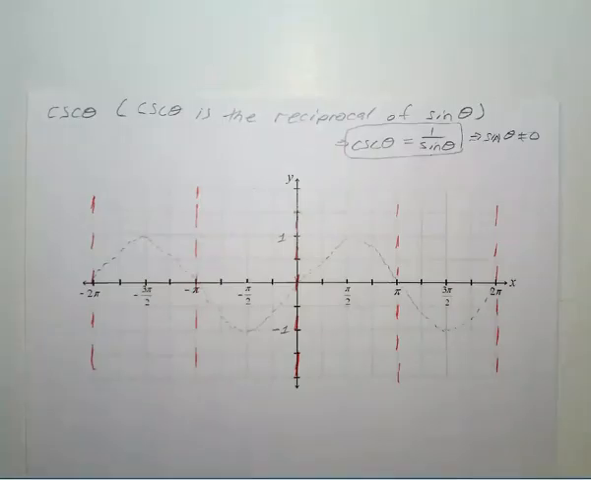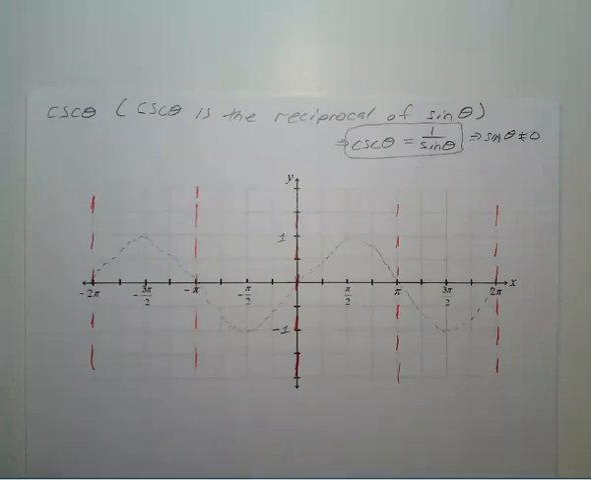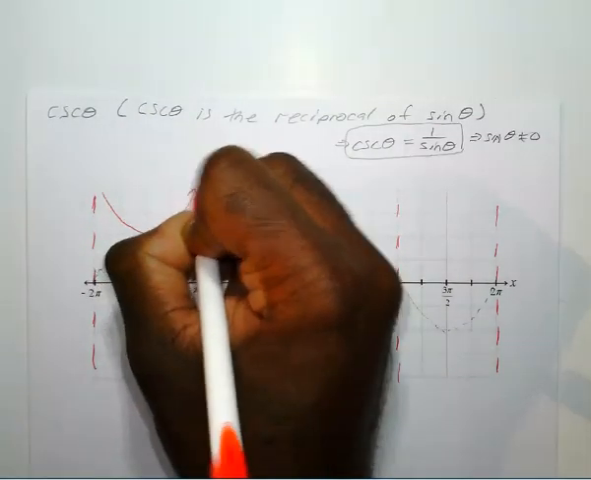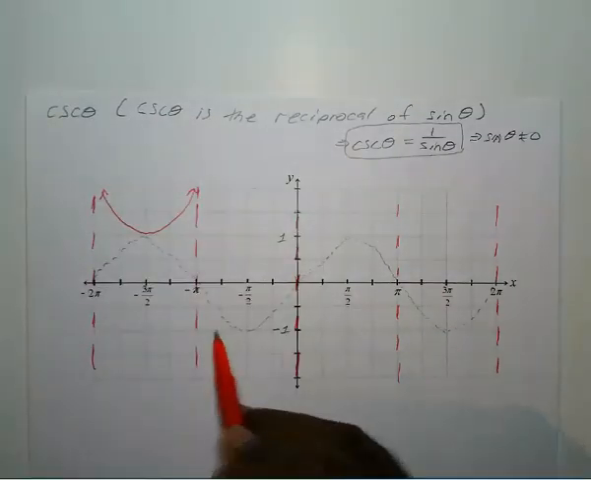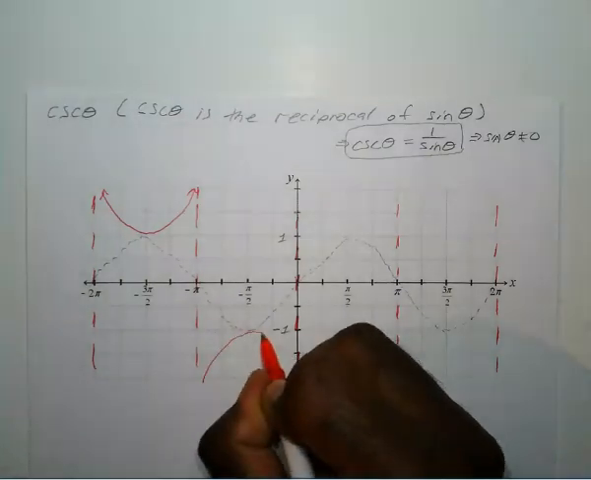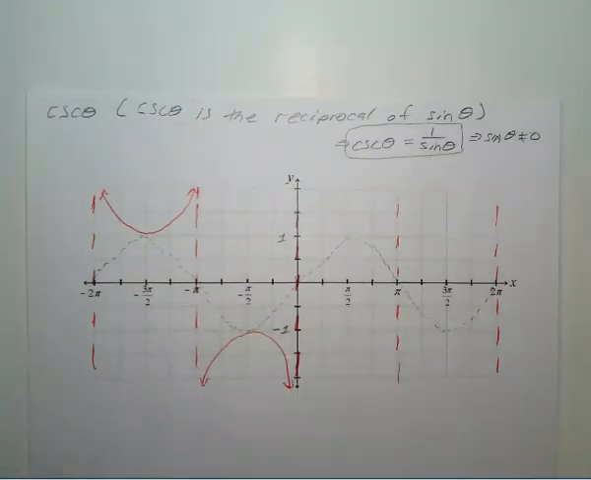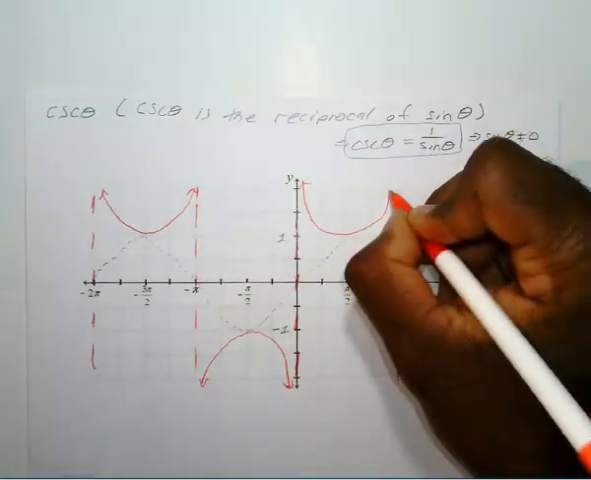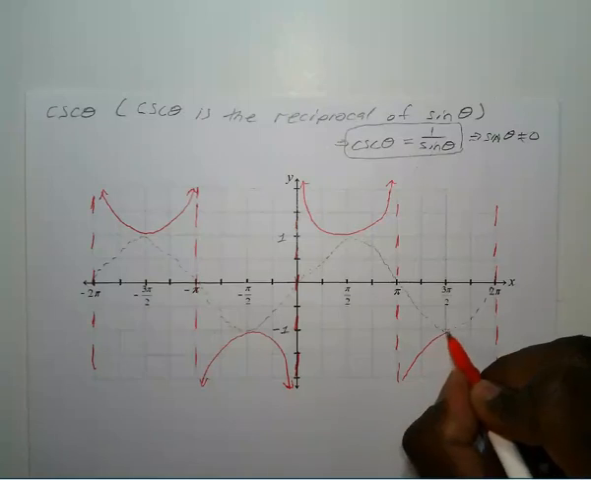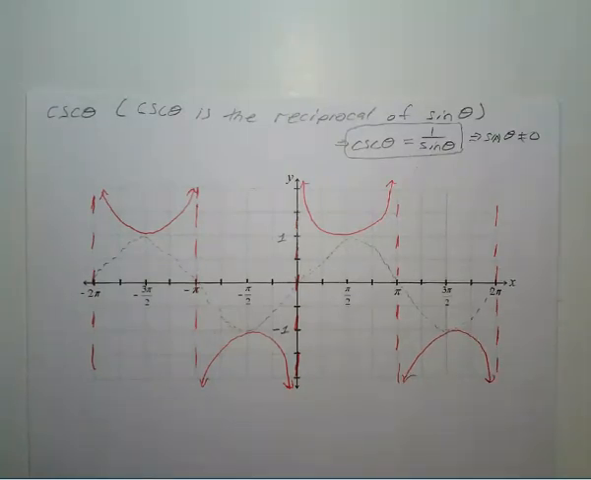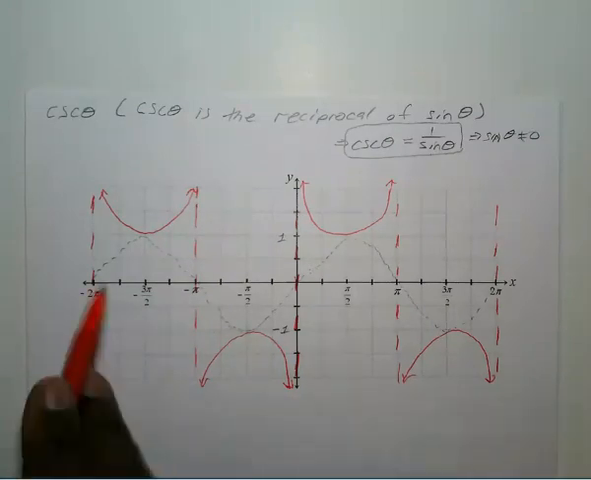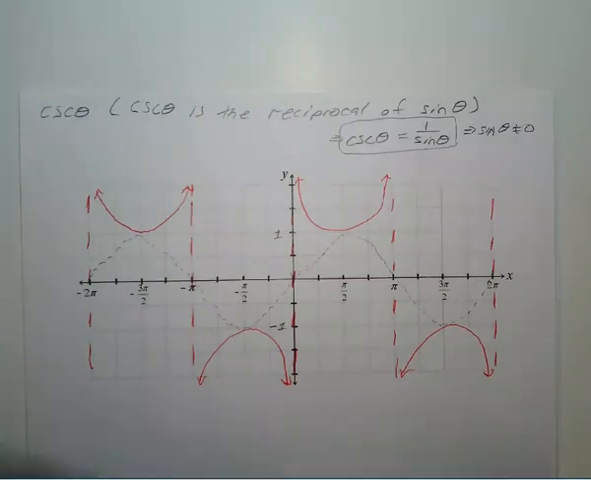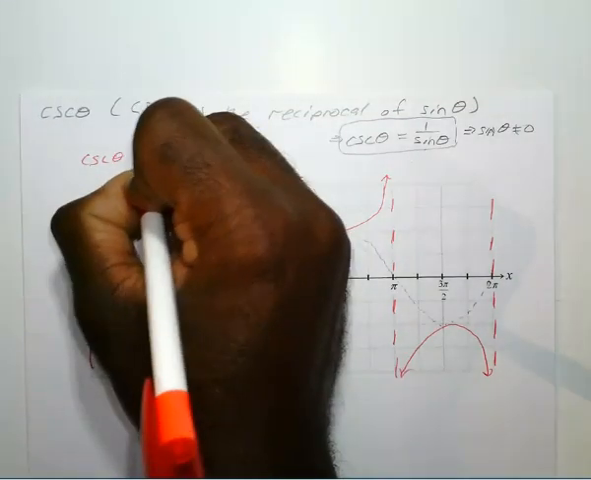Now remember, cosecant is just the reciprocal of sine. So in between these two asymptotes, we're just going to flip our graph. Same thing between these two. Since the reciprocal is flipping it, we're just going to flip our graph. Same thing here, we're just going to flip our graph. If you look at all of the red, that's your graph of cosecant. So cosecant theta is in red.